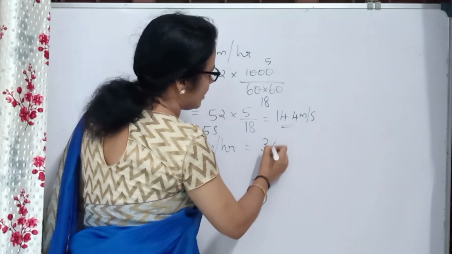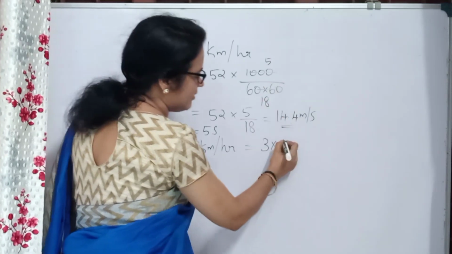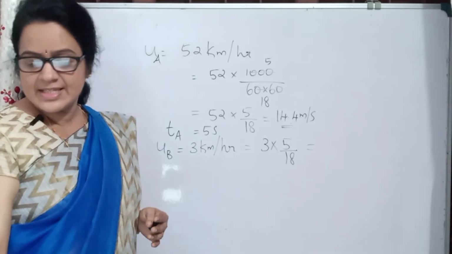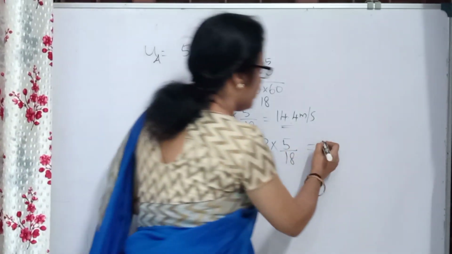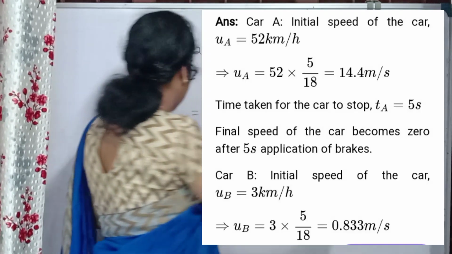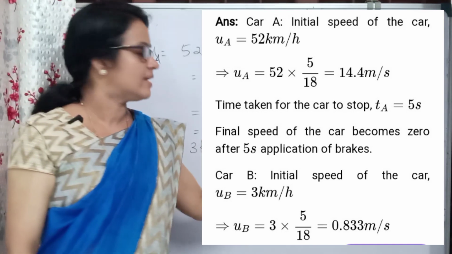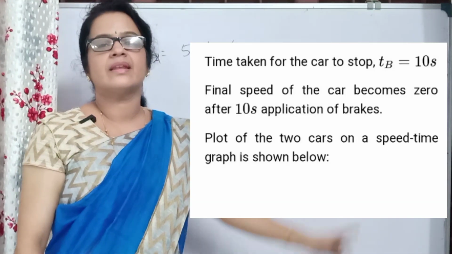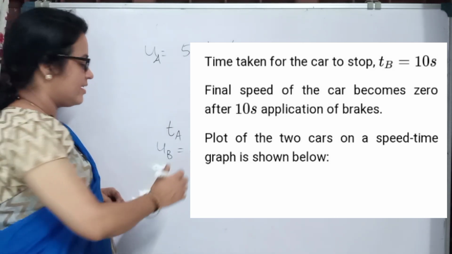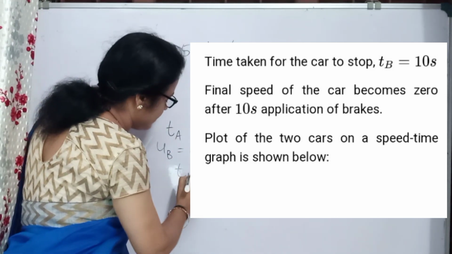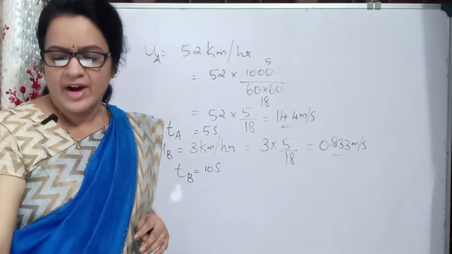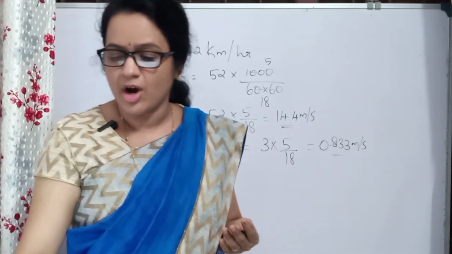So that also can be converted into meter per second. So that is equal to 3 into 5 by 18, directly we can do here. So what we will get here? That is 0.833 meter per second. So here we are getting the initial velocity of the second car as 0.833 meter per second. Okay, then time taken is also given. How much is the time taken here? That is t is equal to TB, that is equal to 10 seconds. Okay, now final speed of the car becomes 0 after 10 seconds.